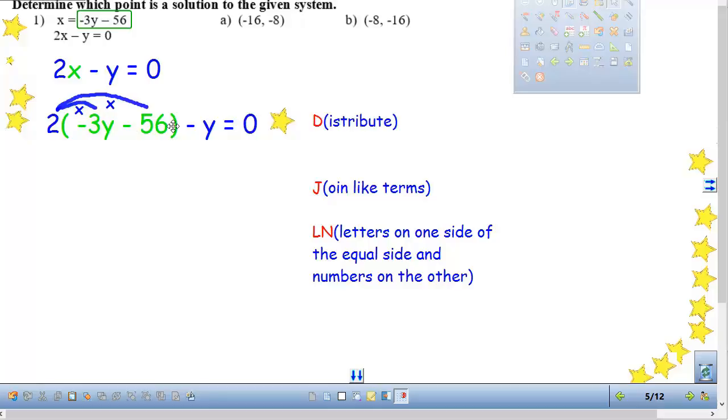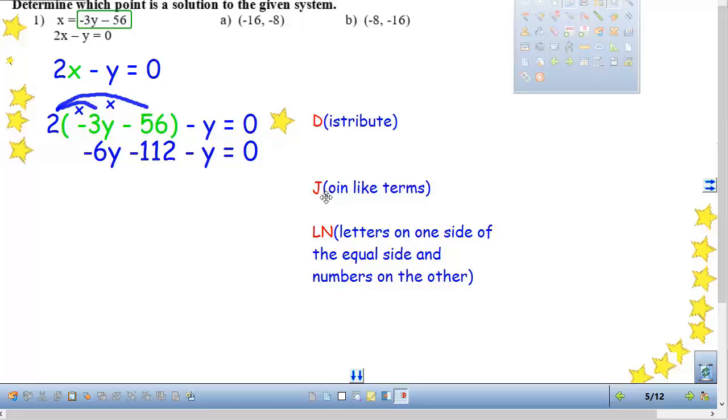So when I go through all of that and do my distribution, my equation is now going to look like this. So 2 times negative 3y is the negative 6y, and then 2 times negative 56 is negative 112. We didn't do anything with this negative y, so it just drops down. And the same thing with the equals and the 0. We didn't do anything with this right-hand side of the equation, so everything just dropped down.